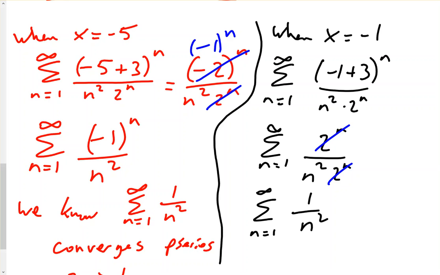Okay, so we know that this converges. It's a p-series. p equals 2, which is greater than 1. So therefore this series converges.